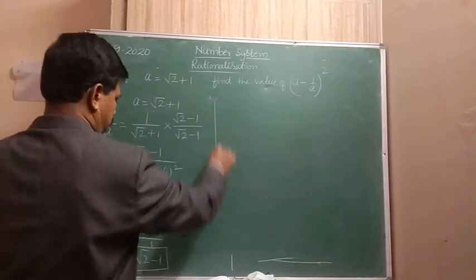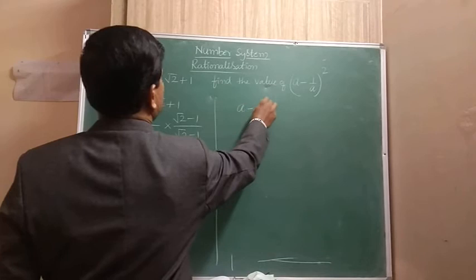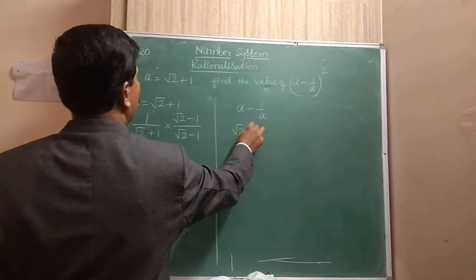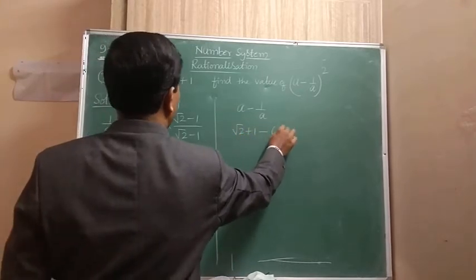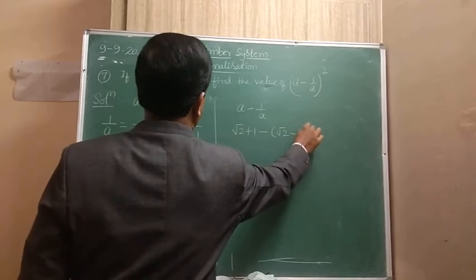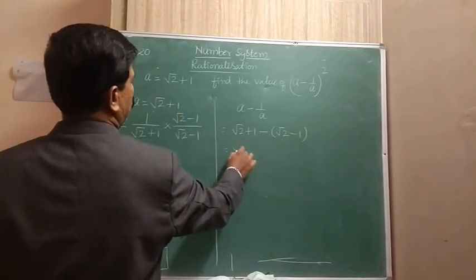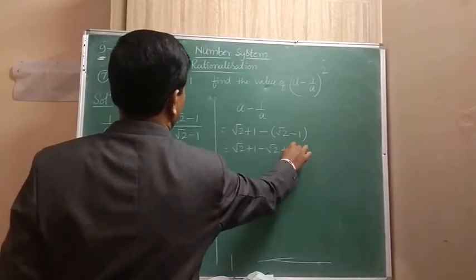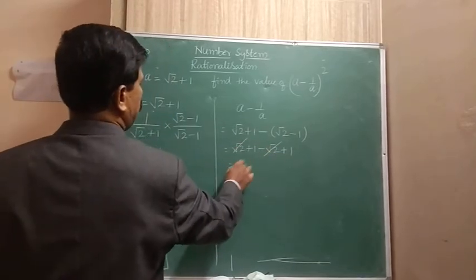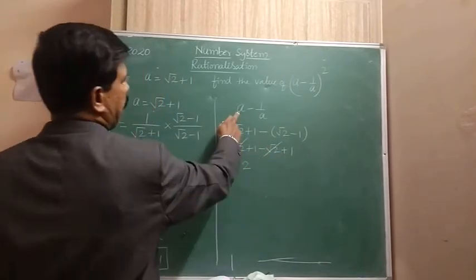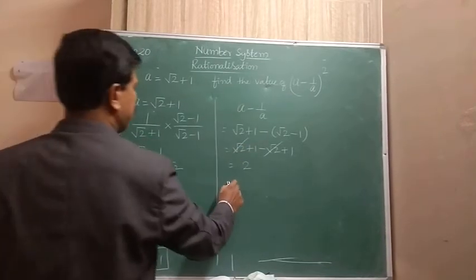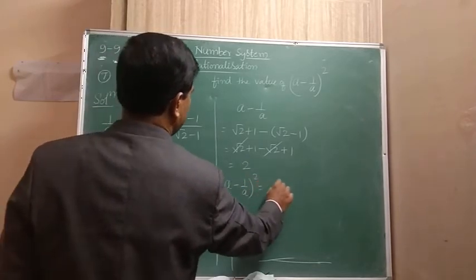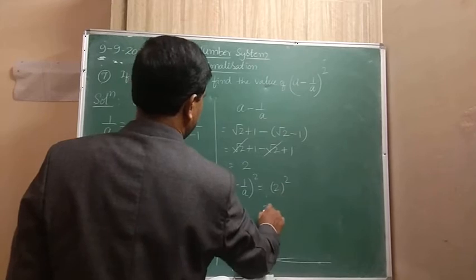Now, A minus 1 by A value, that is root 2 plus 1 minus of root 2 minus 1. Now root 2 plus 1, minus into plus is minus, so root 2 plus 1 minus root 2 plus 1, the root 2 and minus root 2 get cancelled. 1 plus 1 is 2. A minus 1 by A value is 2. Now square it. A minus 1 by A whole square is equal to 2 square, that is 4.